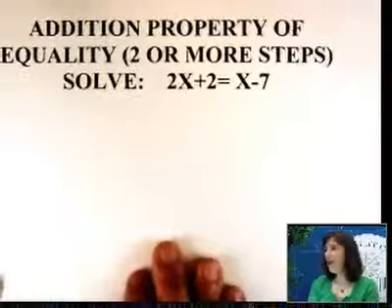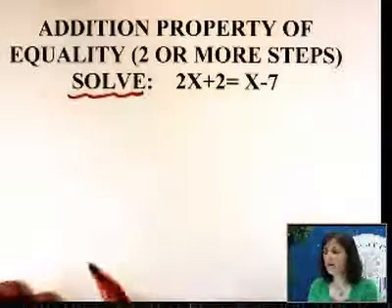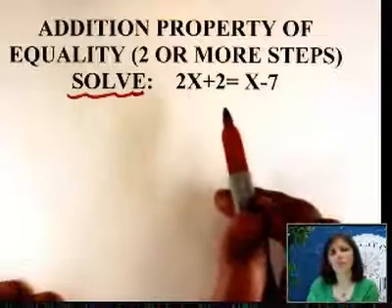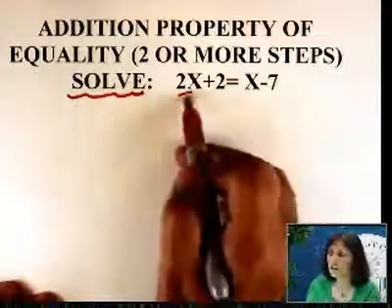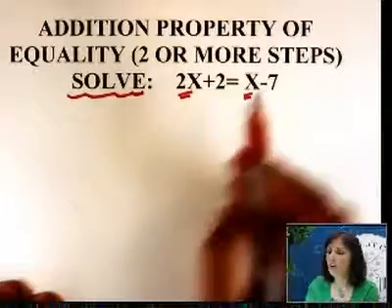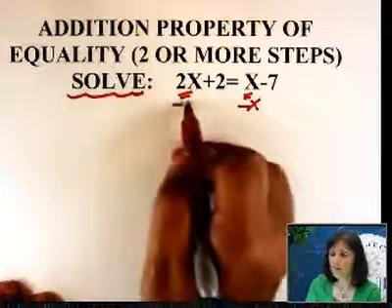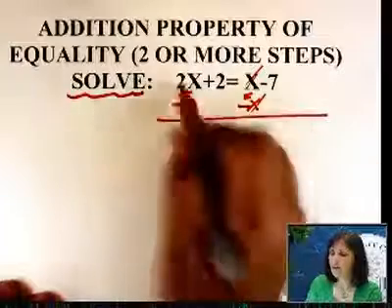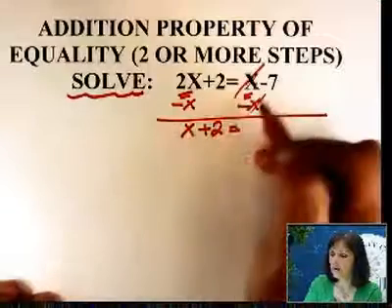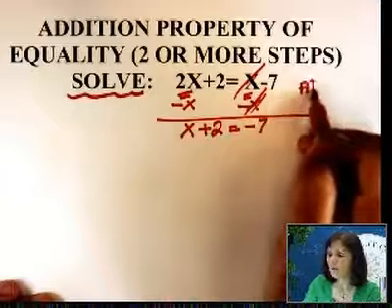Now, I may end up using the addition property of equality more than once. Since solve means what is x, I want to put x's on one side. I usually handle the x's first and the numbers next. I have a 2x on the left and an x on the right. I usually move it to the bigger number side. So I'm going to subtract x to get rid of these two. You end up with 2 minus 1, that's x, plus 2 equals, these two will go, you'll end up with negative 7. This is the one time you use the addition property.